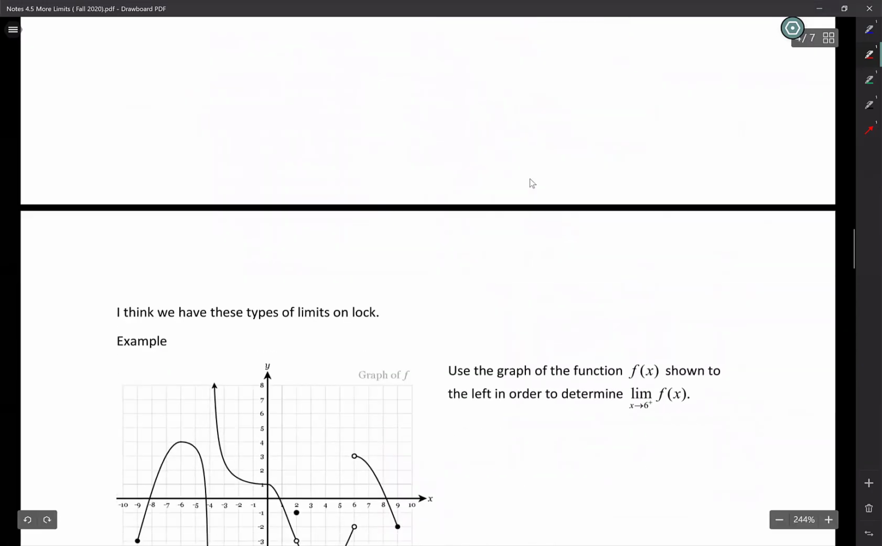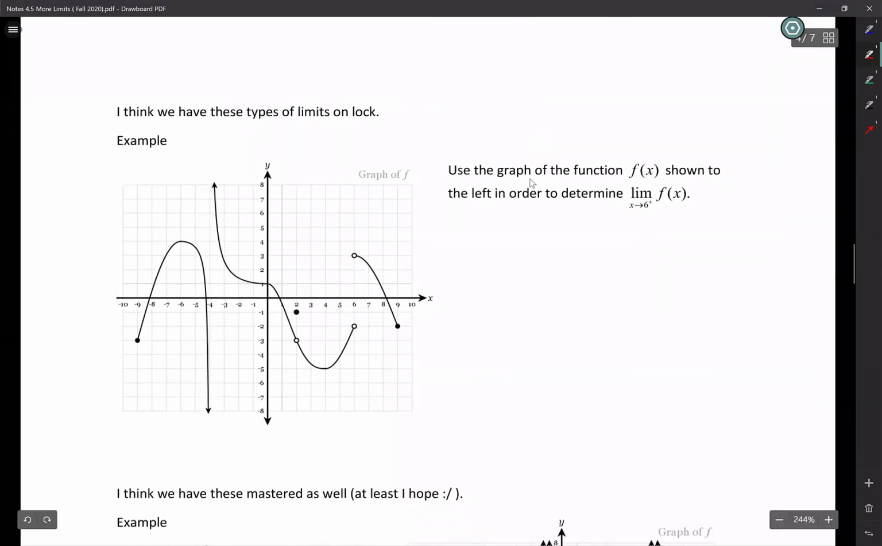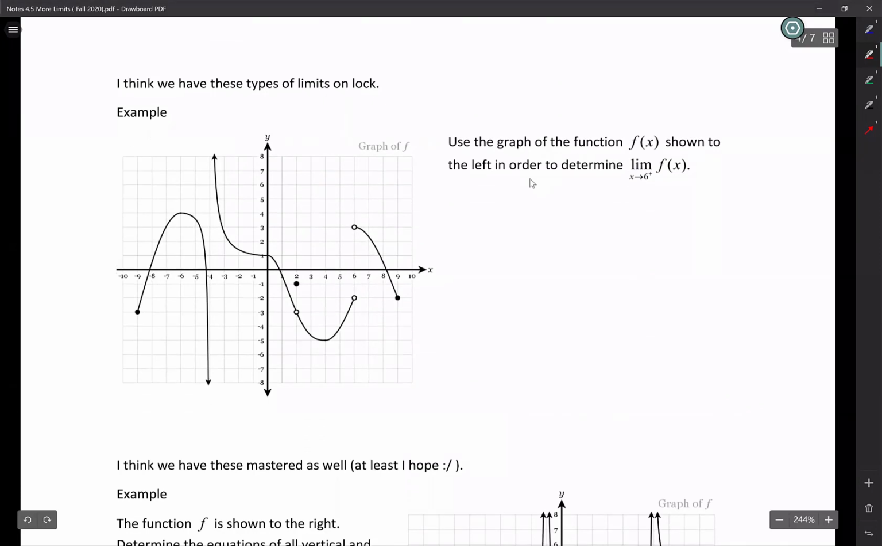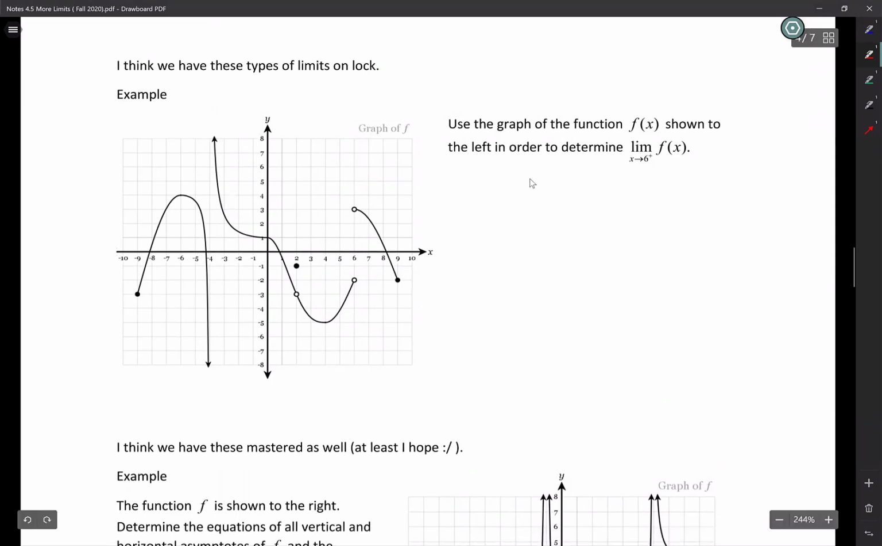Okay, so look at this right here. So this is coming from Delta Math because you can already tell the formatting of that picture there. So it says, use the graph of the function f of x shown to the left in order to determine this limit. So if I approach 6 from the right of this function, so here's the value of 6, and I'm approaching from the right-hand side, so I got to follow this graph. And there it is. I'm approaching this specific y value. That y value is 3. And there it is, that's it.